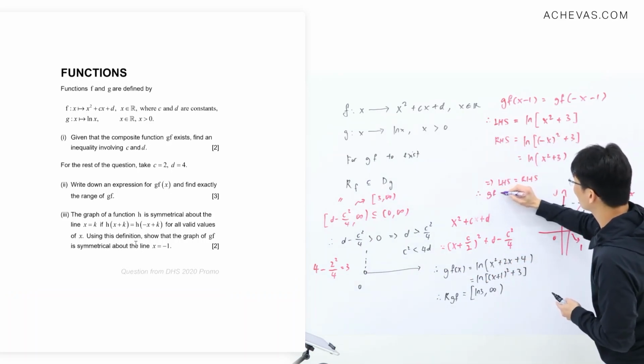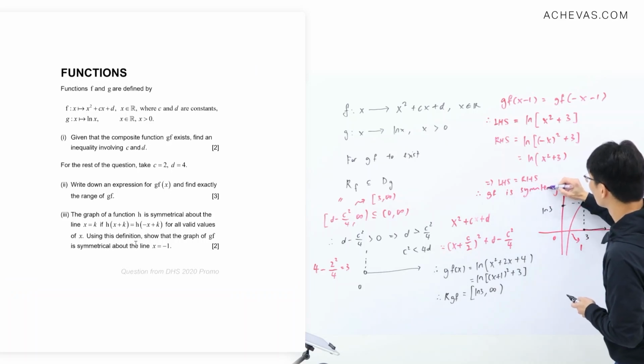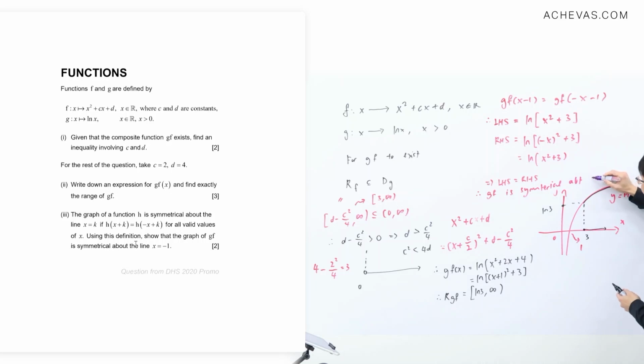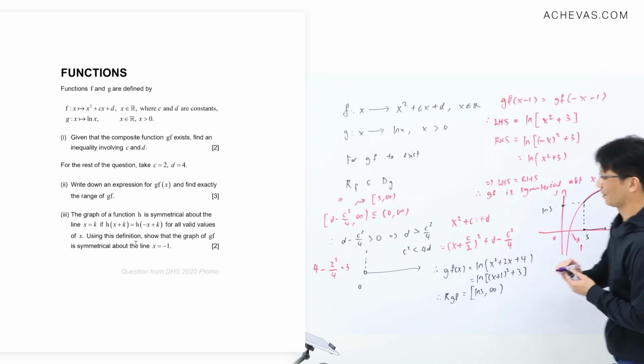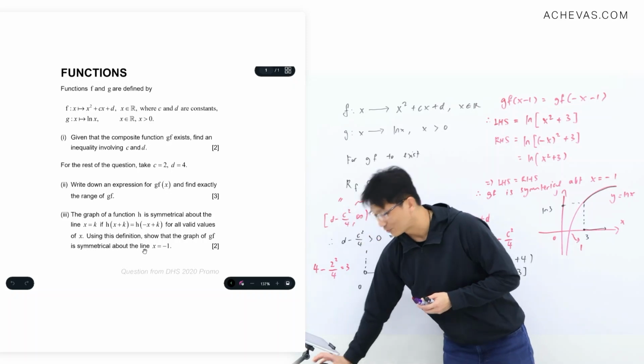Therefore, gf is symmetrical about x equal to minus 1. Right, that will be the answer for my part 3 of the question.